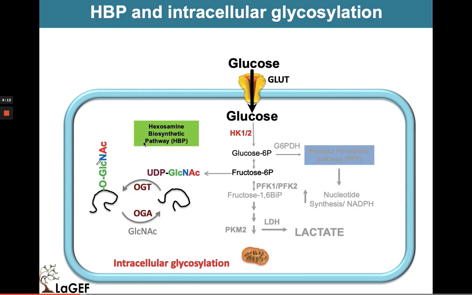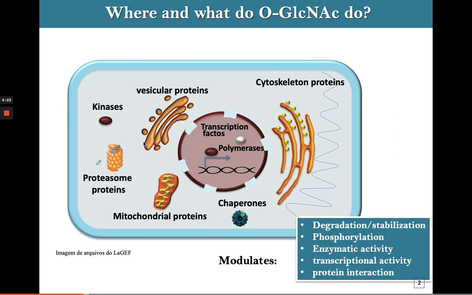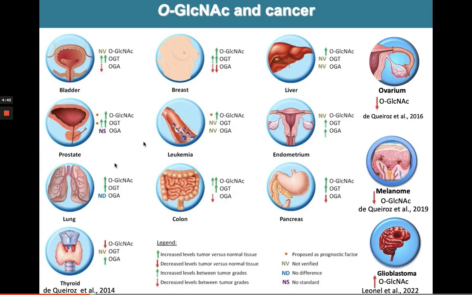O-GlcNAcylation. So the O-GlcNAc transferase will add GlcNAc to the serine and threonine residues of over 2,000 intracellular proteins, modulating their half-life, activity, interaction, cellular localization, transcriptional activity, and interaction with other proteins. O-GlcNAcylation is altered in most cancers and is proposed as a prognostic factor in prostate cancer.